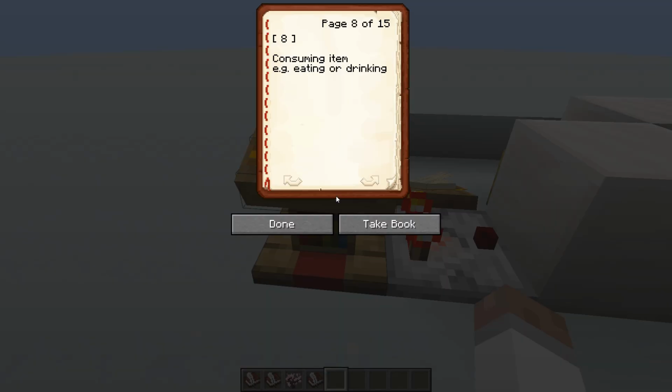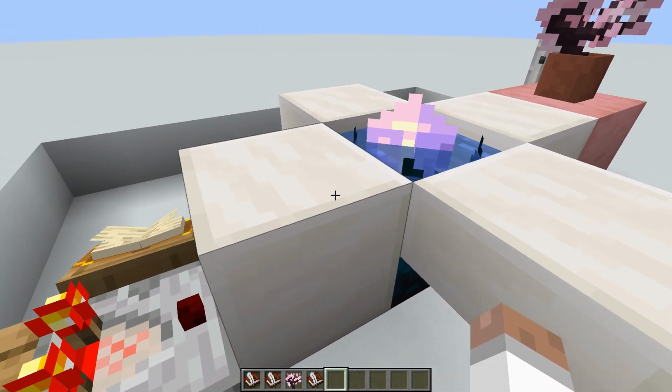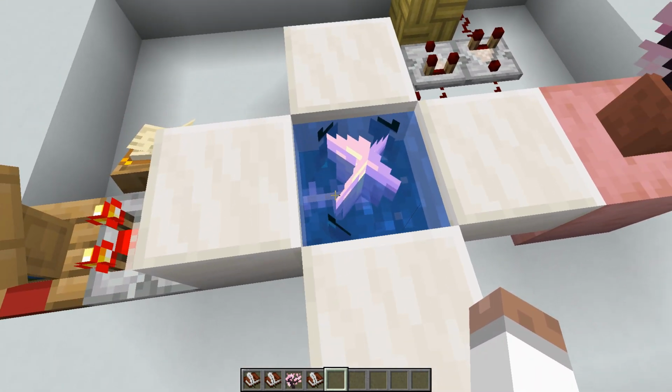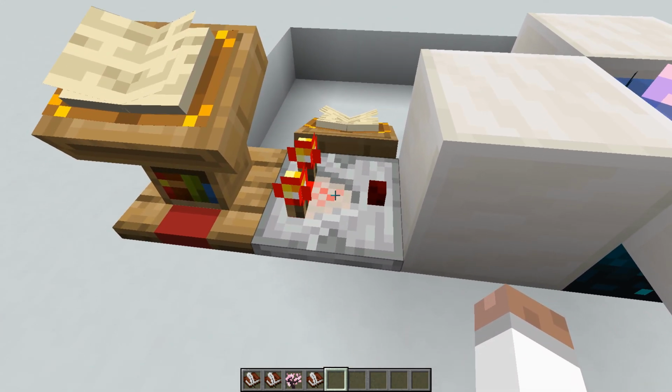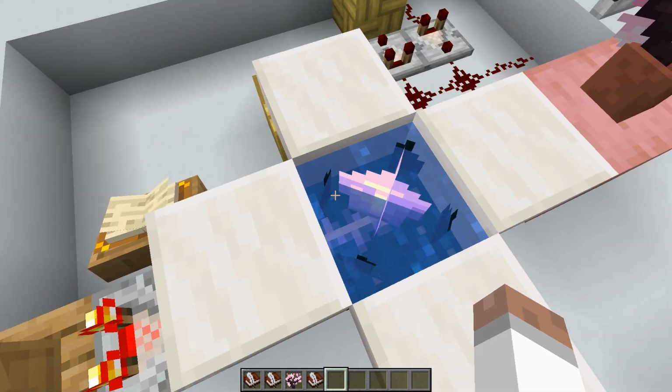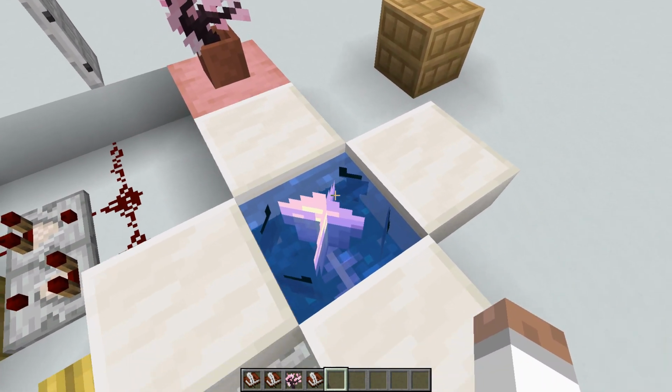We have our 15-page book in a lectern. We're going to turn this to page 11. We want a signal strength of 11 put as an input to the side of this calibrated sculk sensor. You can see this is the side that needs the input. We have our comparator here to pass that signal strength in. That's now dialed in, it's calibrated.